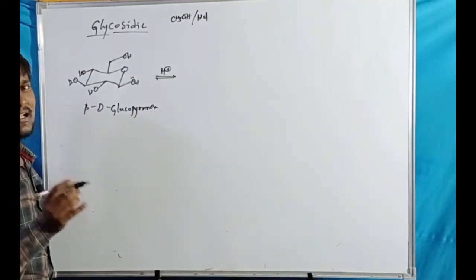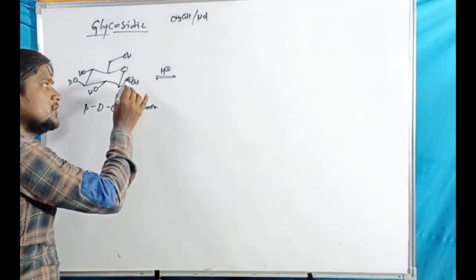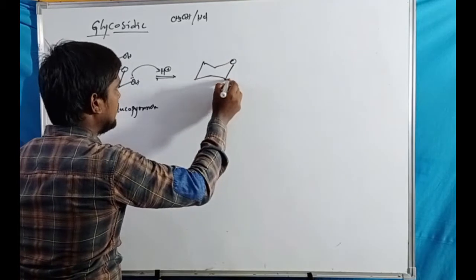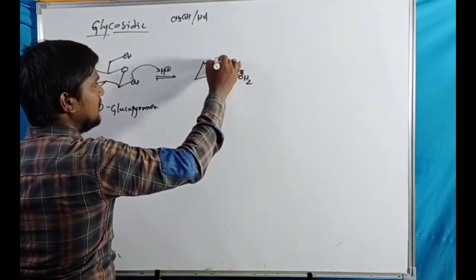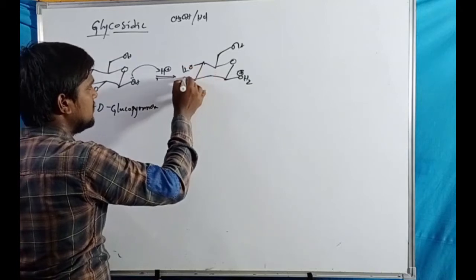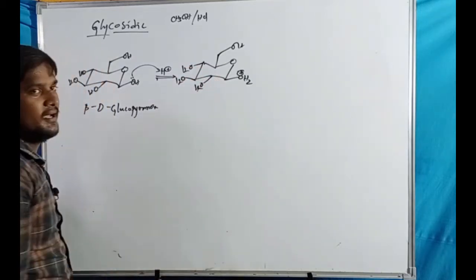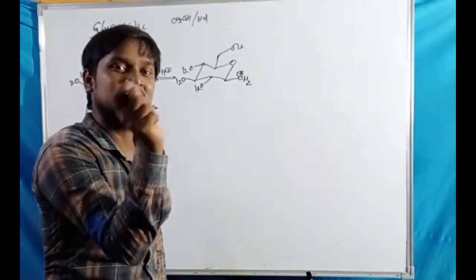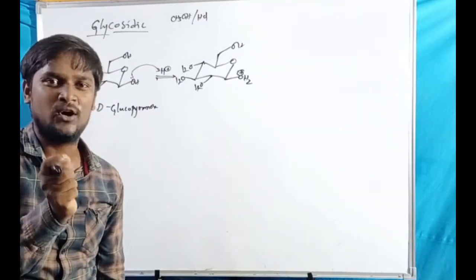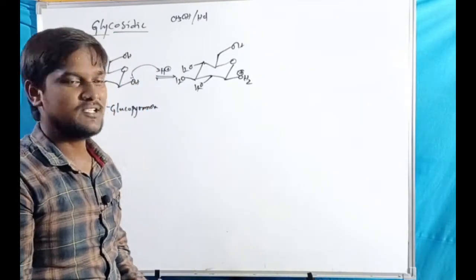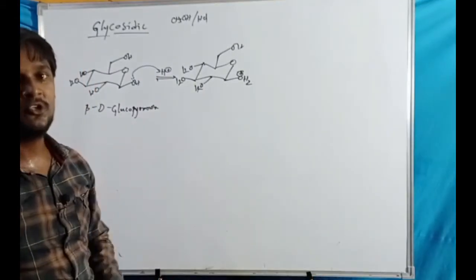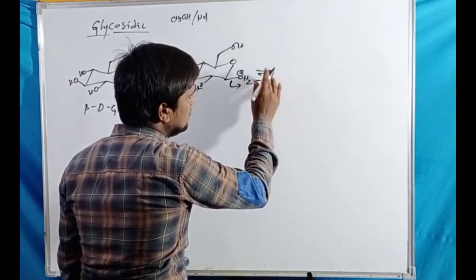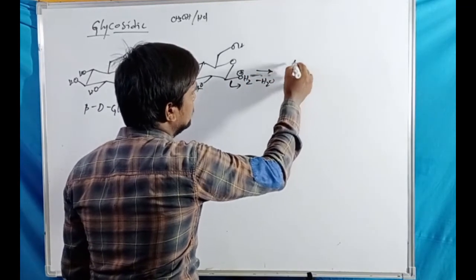The OH group attached to the anomeric carbon can abstract the proton and form OH2+. Here we have OH, OH, OH, OH. OH is a leaving group, but OH2+ is a better leaving group. When compared to OH, H2O is the better leaving group. That's why it readily abstracts the proton and converts into H2O. Now H2O is eliminated.